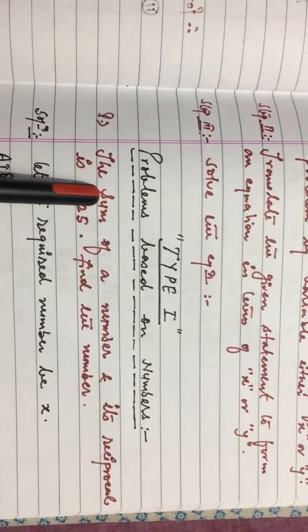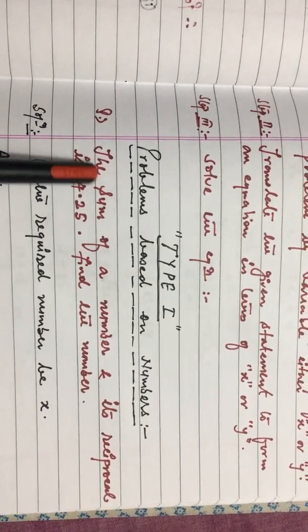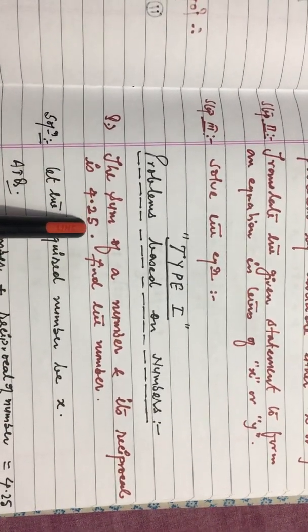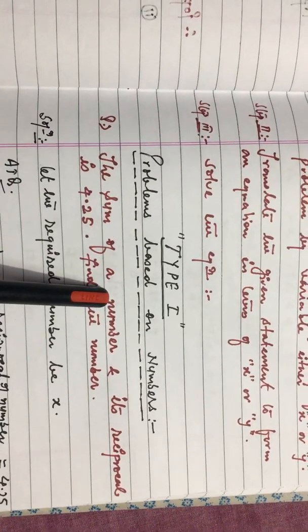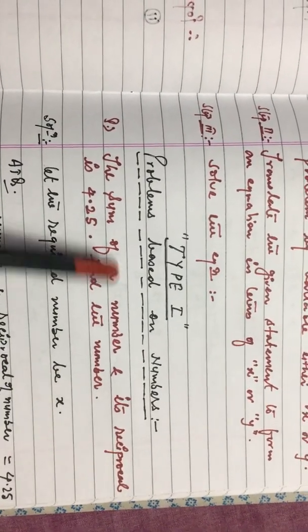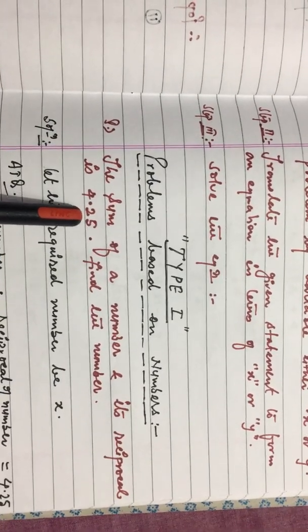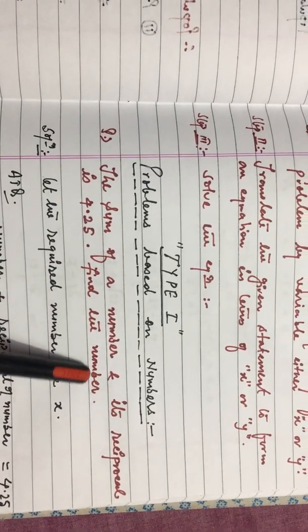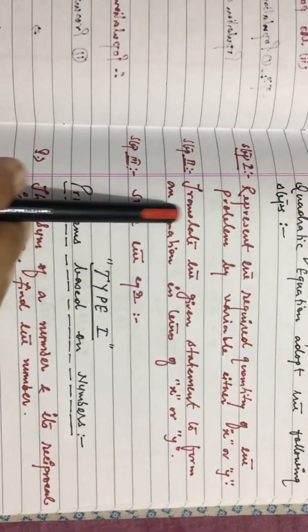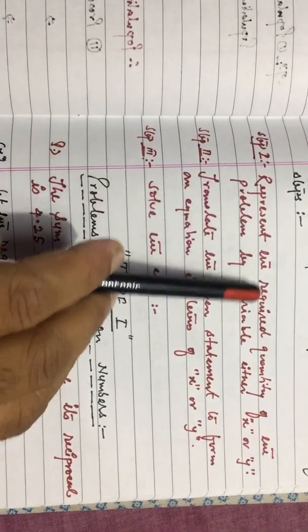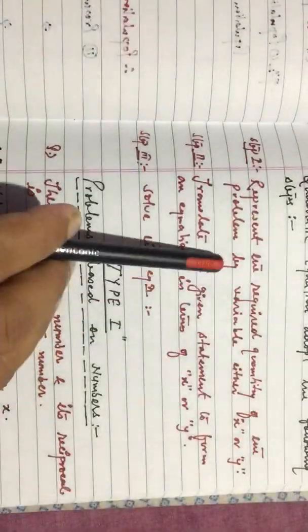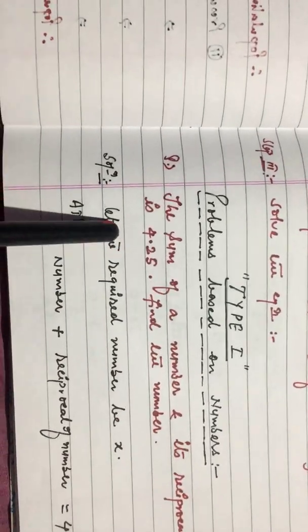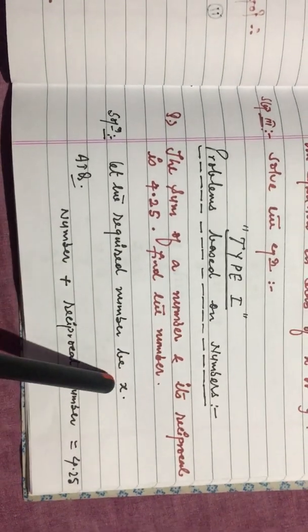Now see a problem. The sum of a number and its reciprocal is 4.25. Find the number. Whatever the required term is, we have to suppose it as x or y, as explained in the first step. Let the required number be x.